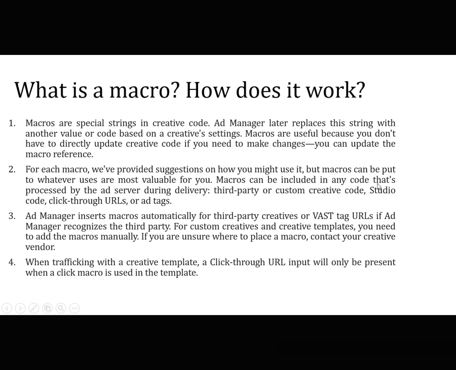Macros can be included in code that's processed by the ad server during delivery, third-party or custom creative code, Studio code, click-through URLs or ad tags. Ad Manager inserts macros automatically for third-party creatives or VAST tags, that is video ad serving template tag URLs, if Ad Manager recognizes the third party. For custom creatives and creative templates, you need to add the macros manually. If you are unsure where to place a macro, contact your creative vendor. When trafficking with a creative template, a click-through URL input will only be present when a click macro is used in the template.